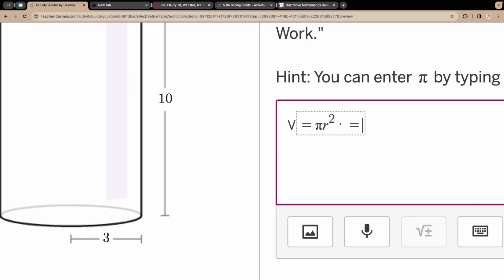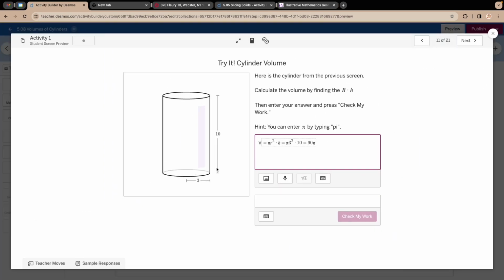Now let's fill in what we know. Pi is just pi, it's 3.14, times 3 squared, which is the radius, times the height, which is 10. 3 squared is 9. 9 times 10 is 90. So this answer is 90 pi. That is the volume of this cylinder.